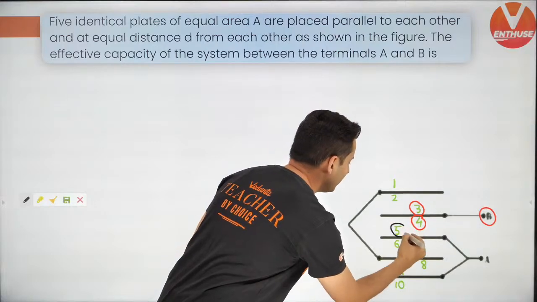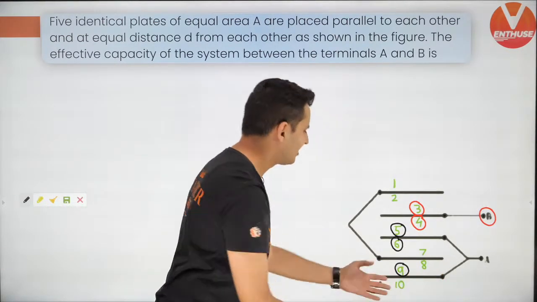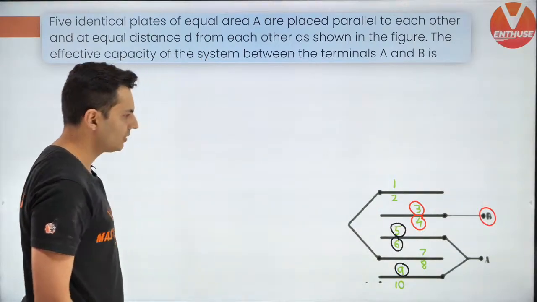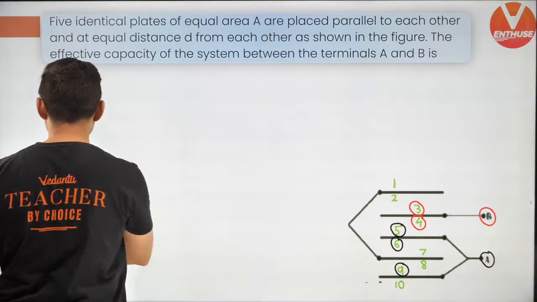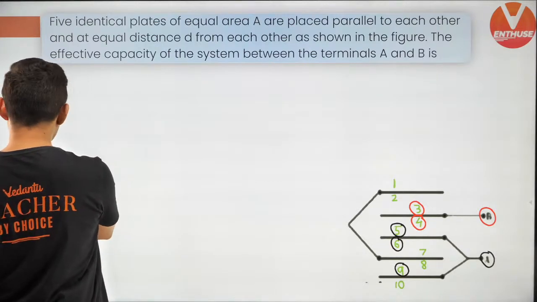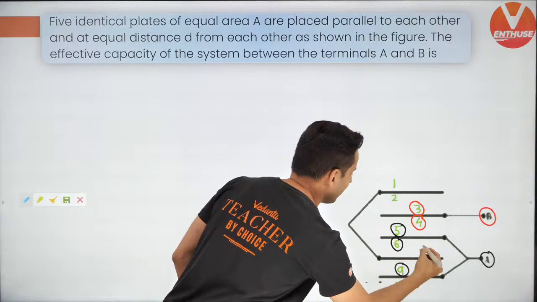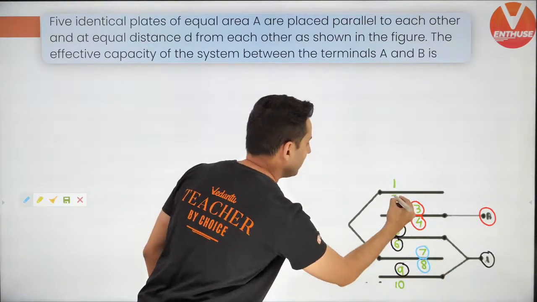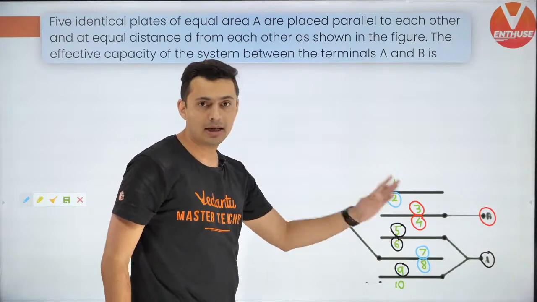A's potential is there with 5, 6, 9. 10 is not even needed, so don't bother about it. So that is at the potential of A. But what about 7 and all these things? They are at some other potential only. So 7, 8, 2 are all at some other potential, neither at A, nor at B.